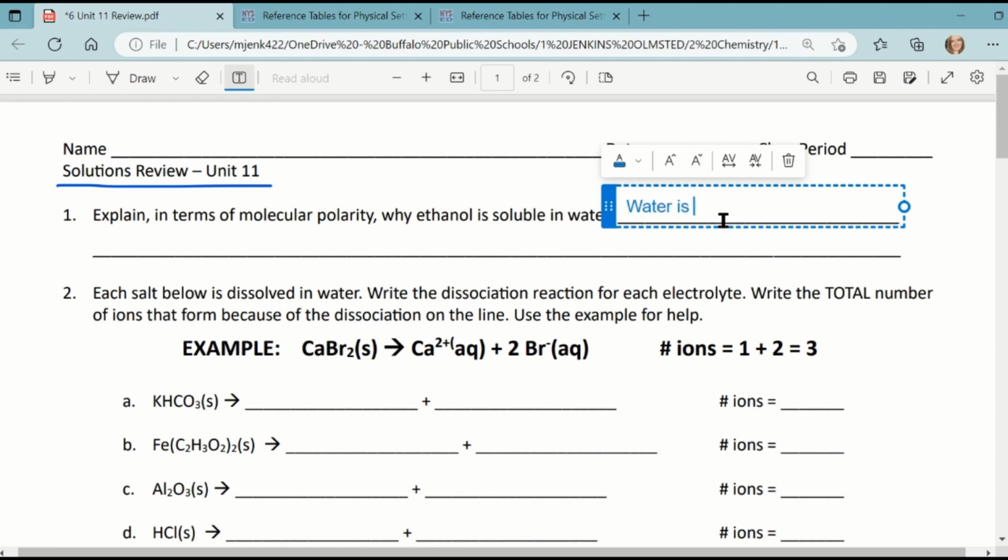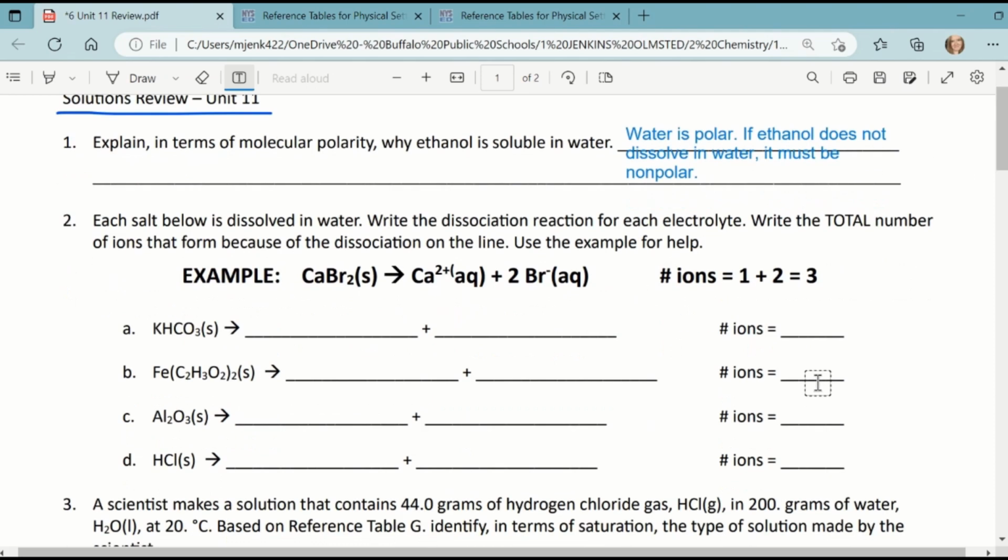So water is polar. If ethanol does not dissolve in water, it must be non-polar. That's it, okay? All right, so let's look down here.